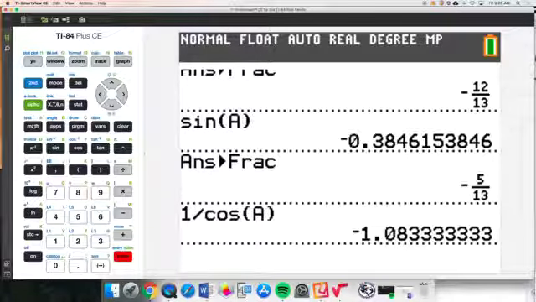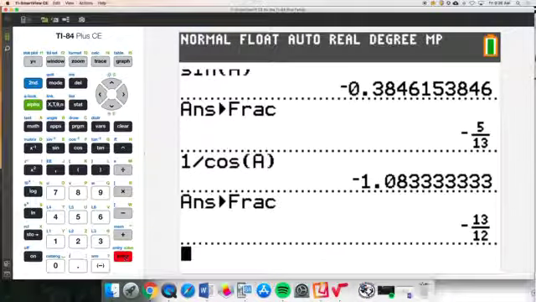You get that, and then you hit math, enter, enter. And you get negative 13/12. Reciprocals are 1 over, okay? Cosecant is 1 over sine. Secant is 1 over cosine. Cotangent is 1 over tangent. Okay, now, one last thing.